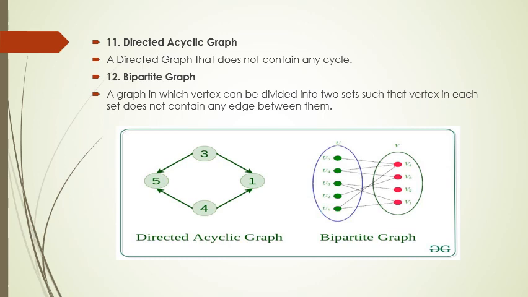Bipartite graph: a graph in which the vertices can be divided into two sets such that vertices in the same set do not have any edge between them. Below we can see the diagram of a bipartite graph. In graph theory, the bipartite graph is very important.